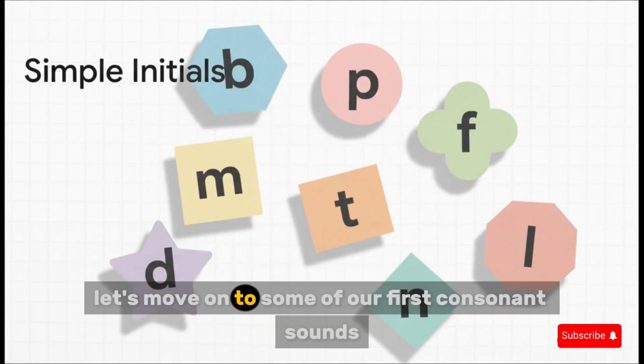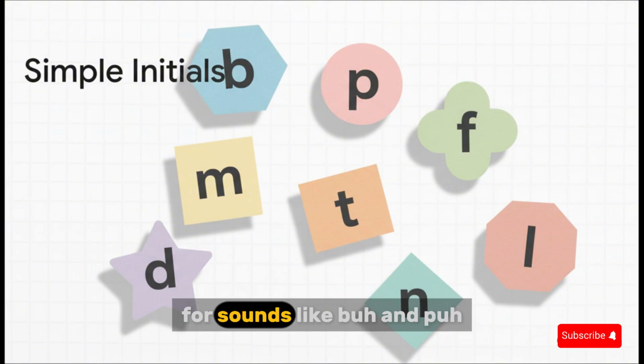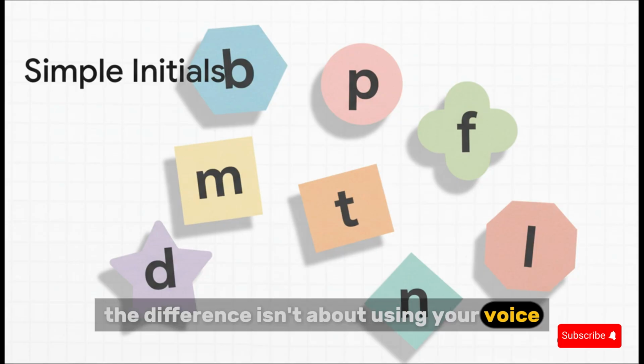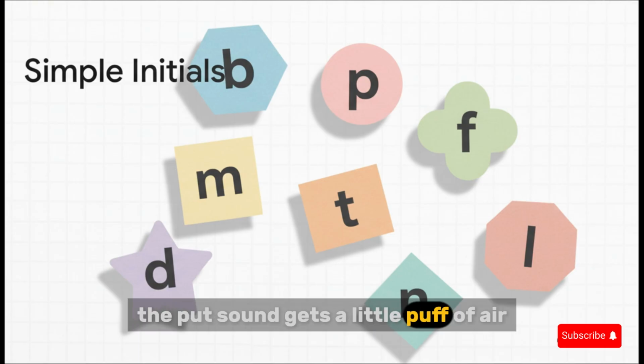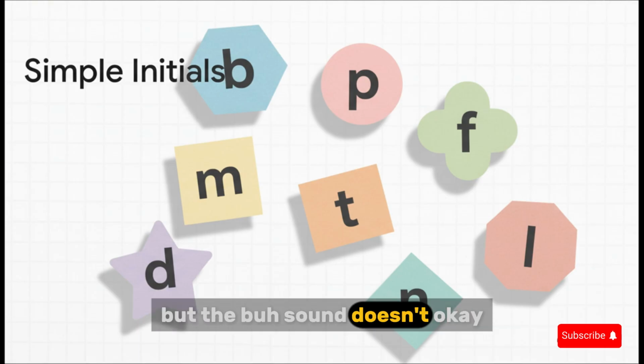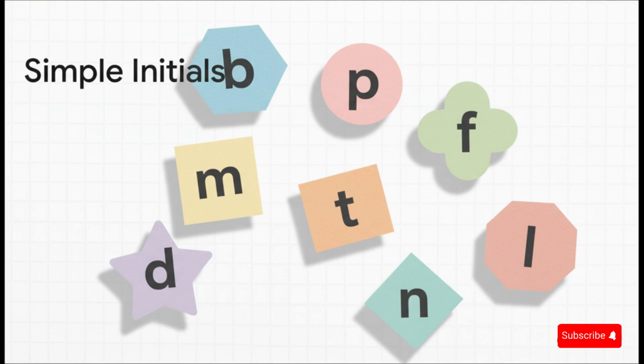All right, let's move on to some of our first consonant sounds, or initials. And here's a really important tip. For sounds like b and p, the difference isn't about using your voice. It's about a puff of air. The p sound gets a little puff of air, but the b sound doesn't. Okay? Let's try them. Repeat after me. B, p, m, f, d, t, n, l.